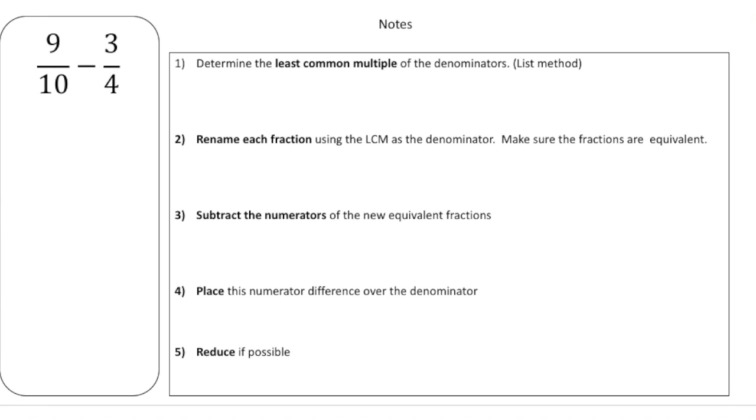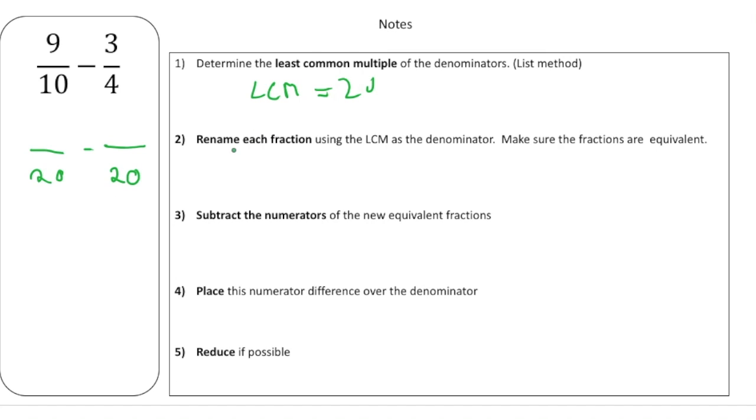And this time I'm going to go a little bit faster. So here we go. Number 1, determine the least common multiple of the denominators. So our denominators are 10 and 4. And I know that 10 times 2 is 20, and 5 times 4 is 20. So I know my LCM is going to be 20. So I'm going to rewrite these now with 20 as the denominator.